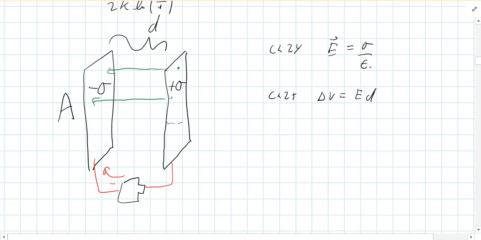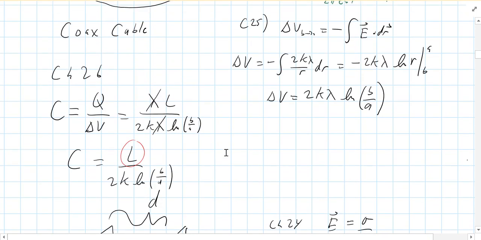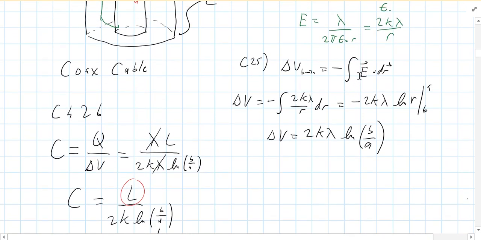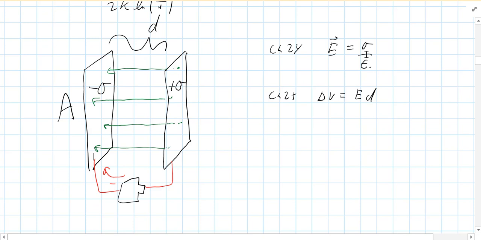Because the electric field is nice and constant in there, you don't have to do an integral. Up here, we had to do integrals because the electric field was not constant. Here the field is a constant number, so you just multiply. And you get the magnitude of the change in voltage is sigma D over epsilon naught.